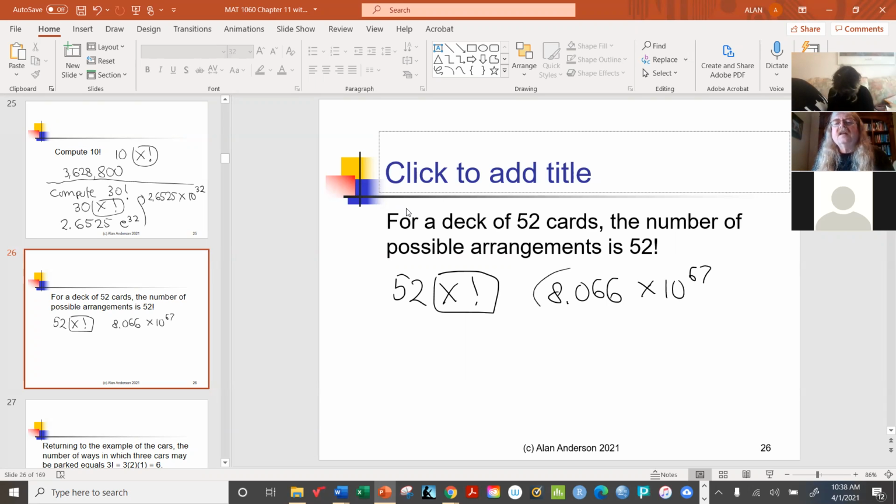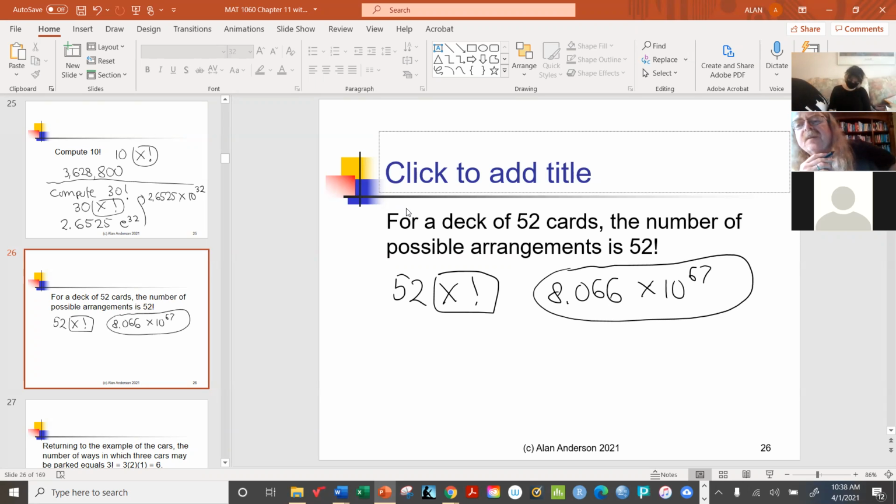So this is why they said in the video that there are so many different possible arrangements of a deck of cards that if somebody started arranging cards at the time of the Big Bang, it would still take several million more years before they got through every possible arrangement, even at the rate of 1 per second. So it shows you what an incredibly big number this really is.